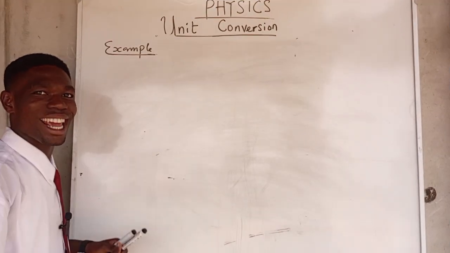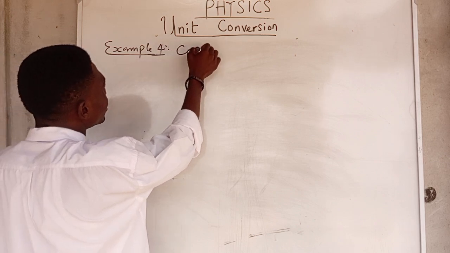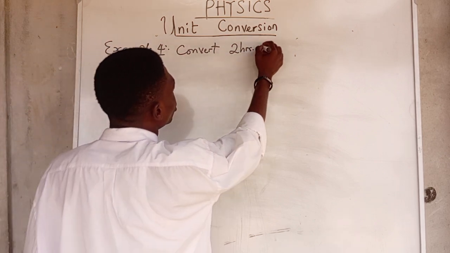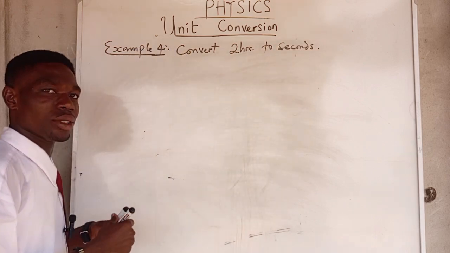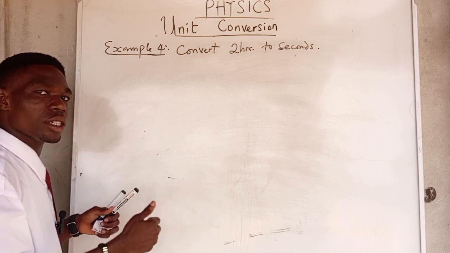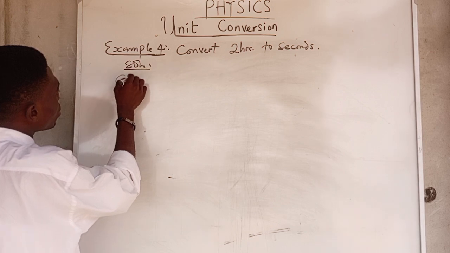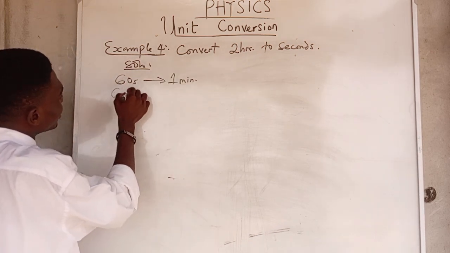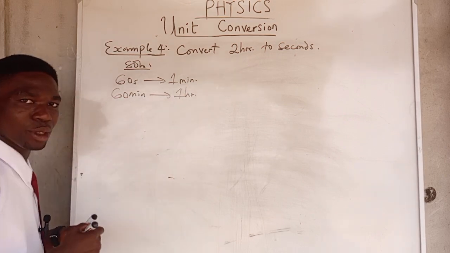All right, so example 4. Convert 2 hours to seconds. So this is for time, so we're going to remember our units of time. Solution: 60 seconds make 1 minute, and then 60 minutes make 1 hour. Are we together now?